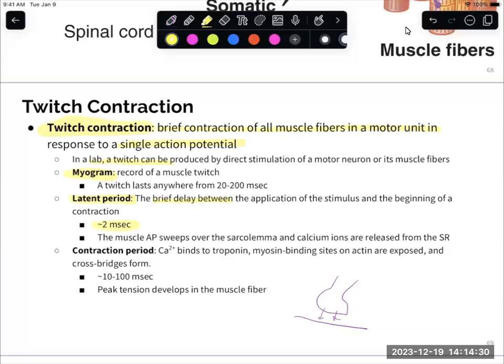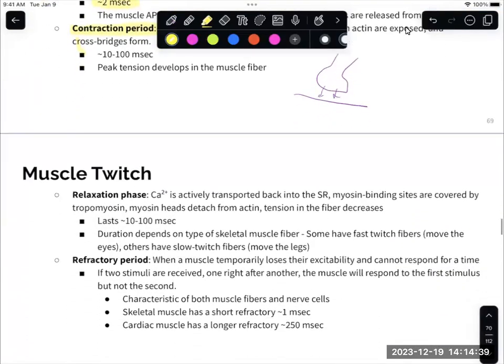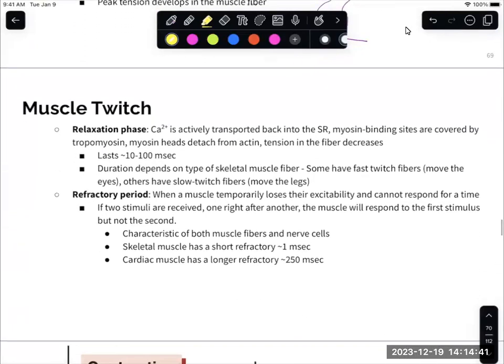We also have this contraction period. That is when that cross bridge formation happens and that muscle is actually contracting. The next step is the relaxation phase. So calcium is being put back into that sarcoplasmic reticulum. Those myosin heads are detaching from that actin. That troponin is moving that tropomyosin back over. And then we have what's called a refractory period.